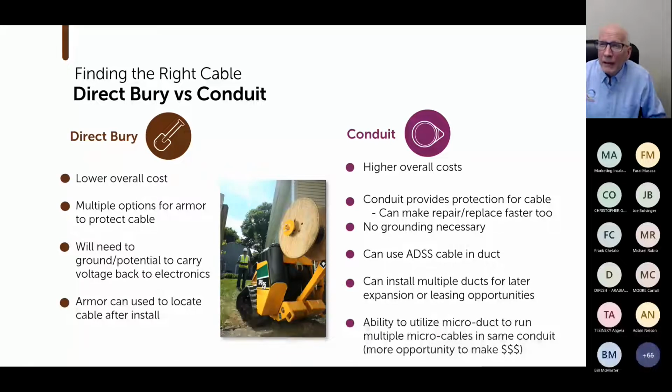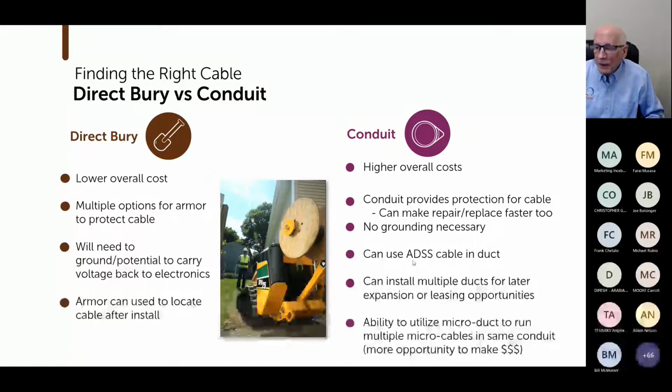Conduit, you get higher overall cost because you have to install the conduit and pull the cable in. Although cable in conduit is a possibility there to eliminate having to pull it in. But then you'll have issues with having enough to work with at splicing. But you could do it. The conduit provides protection for the cable, and then if something goes wrong with the cable, it makes repair or replacement faster. If you're not using armor because you put it in a conduit, you don't have to worry about grounding.